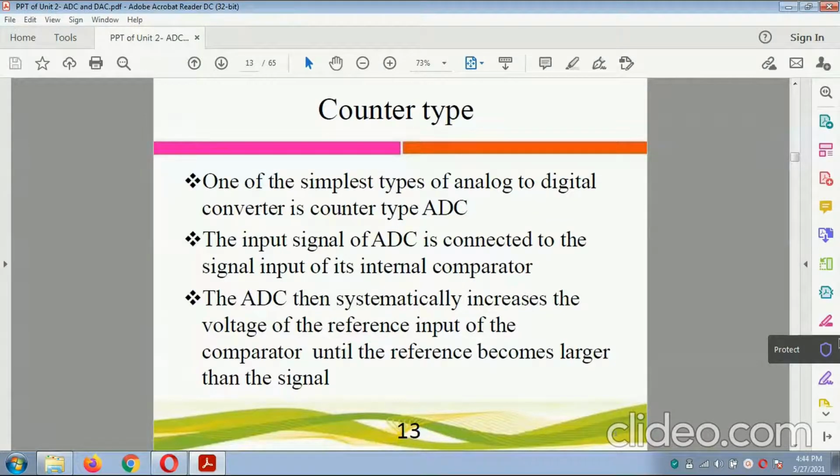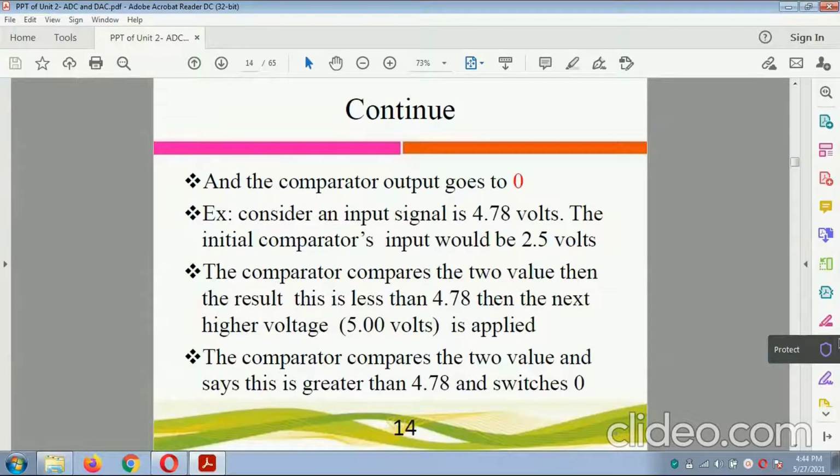The counter type. One of the simplest types of analog to digital converter is the counter type ADC. The input signal of the ADC is connected to the signal input of its internal comparator. The ADC then systematically increases the voltage at the reference input of the comparator until the reference becomes larger than the signal, and the comparator output goes to 0. For example, consider an input signal of 4.78 volt. The initial comparator input will be 2.5 volt. The comparator compares the values, and the result is less than 4.78.